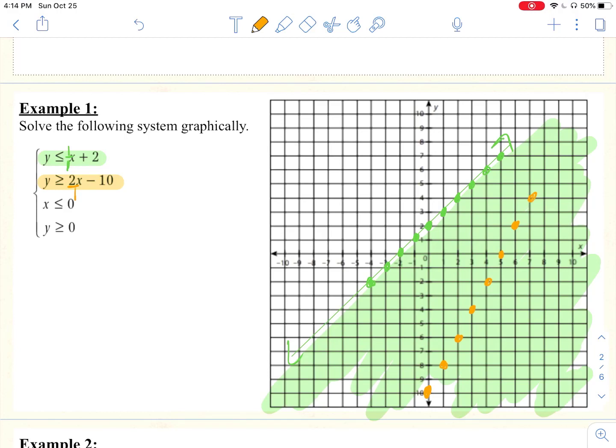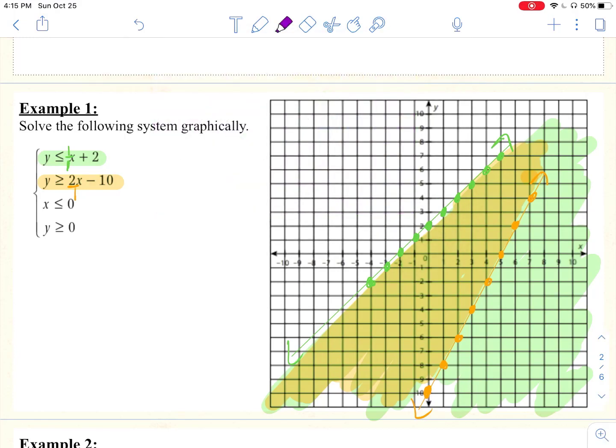Because this is a greater than or equal to sign, I'm going to use a solid line. And because of the sign, I'm going to shade above. Our solution is where my green and orange is intersecting. So where these two shadings are intersecting right now, this is my solution.